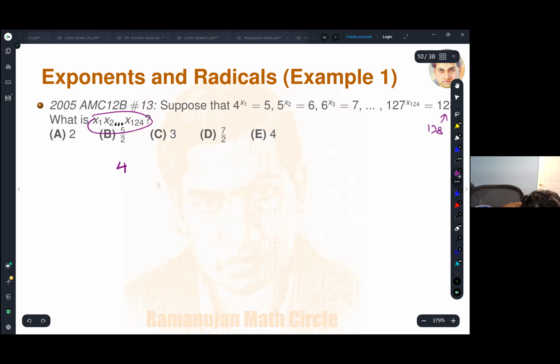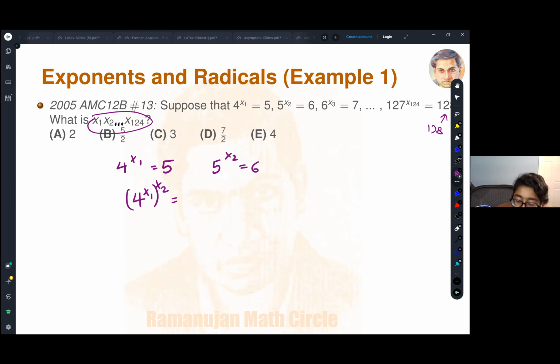So we have 4 to the x1 is equal to 5, and 5 to the x2 is equal to 6. Let's use these two equations to figure out something. One thing we know is we could replace the 5 with 4 to the x1, so we have 4 to the x1, to the x2. If you use our exponent rules, then we get that this is just equal to 4 to the x1 x2, which is equal to 6.